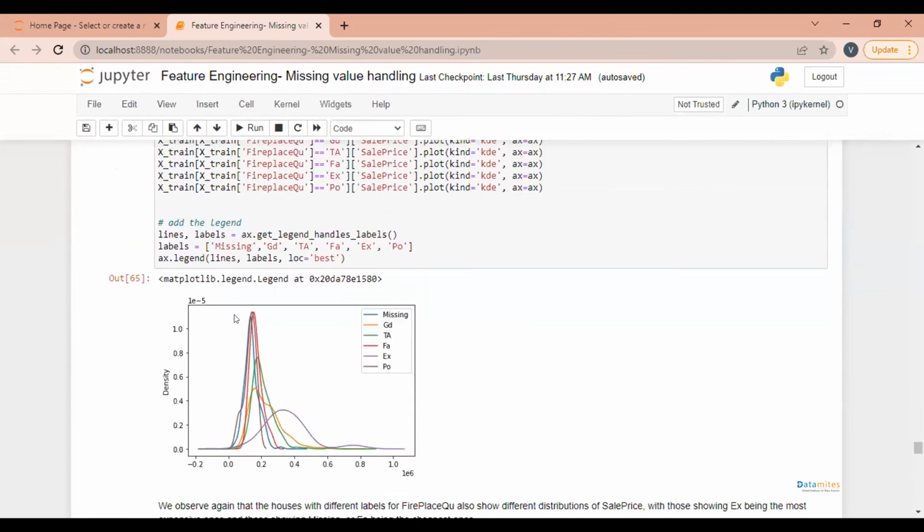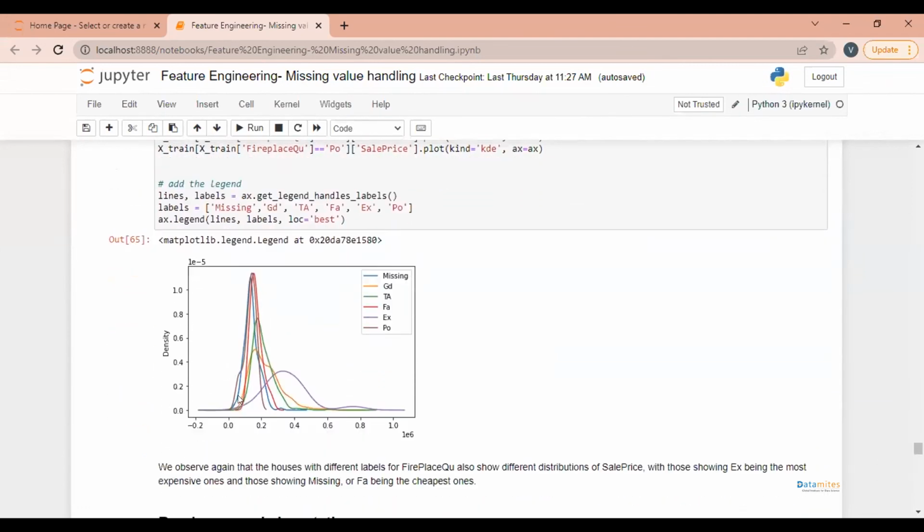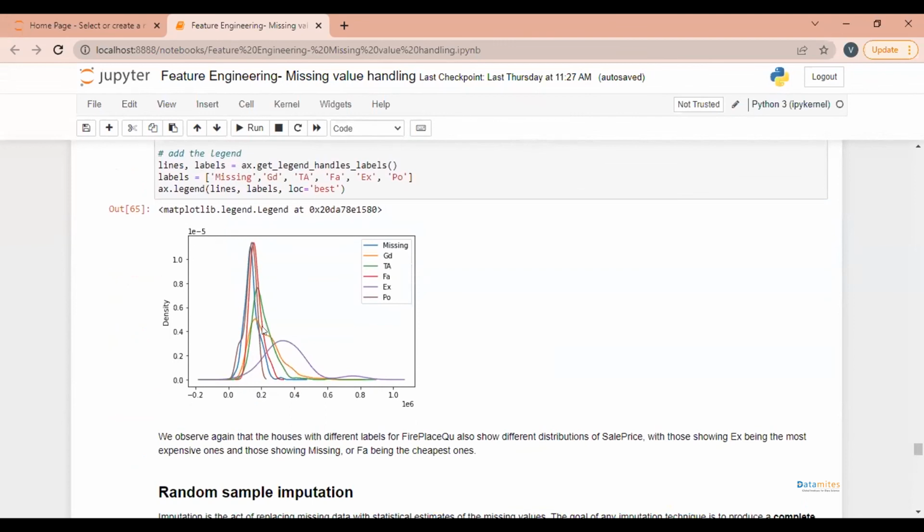Now we will compare the house prices for different labels. Over here, the purple line, which is X for fireplace quality, has the most expensive houses. The one we are interested in is the blue line. It does not have really expensive houses; they have cheaper houses, the cheapest ones. It does not seem to have a lot of effect. We can say that the sales price has not been affected much.